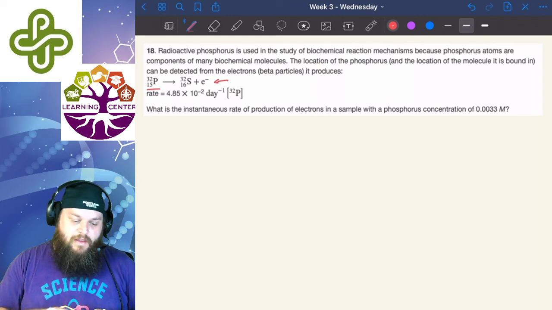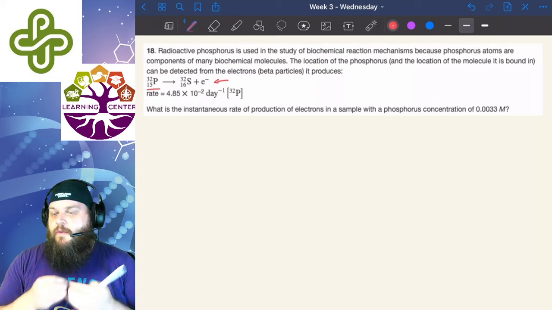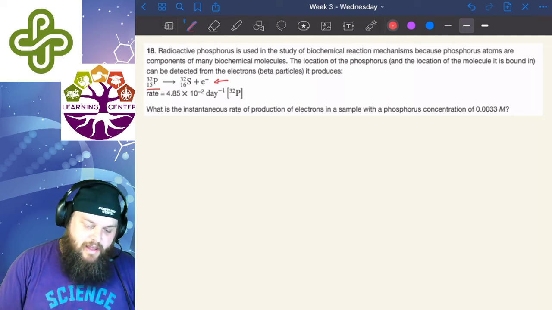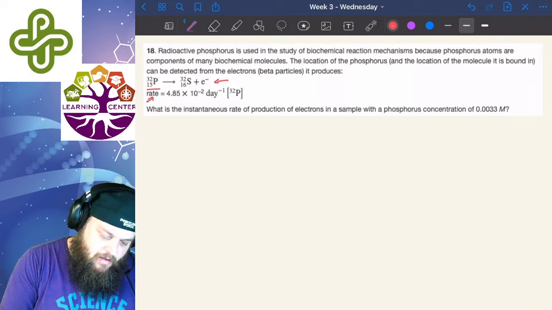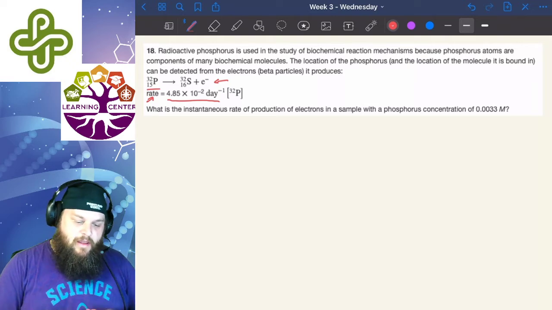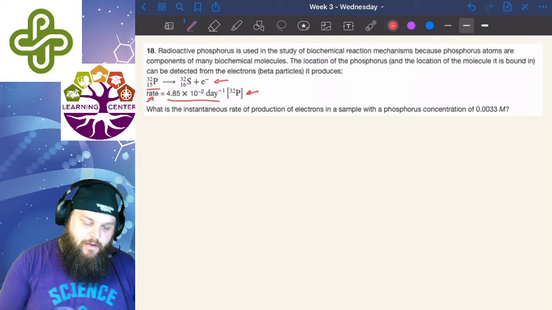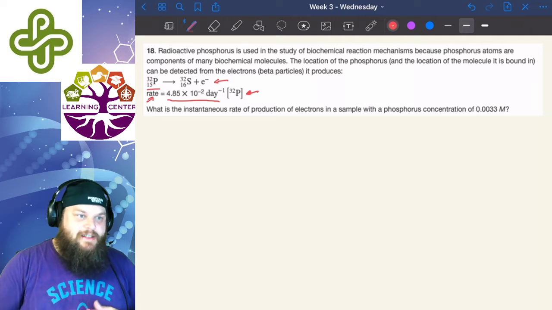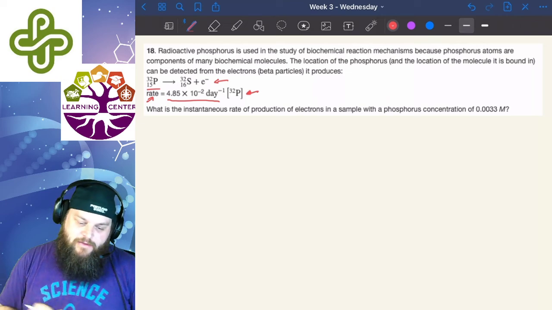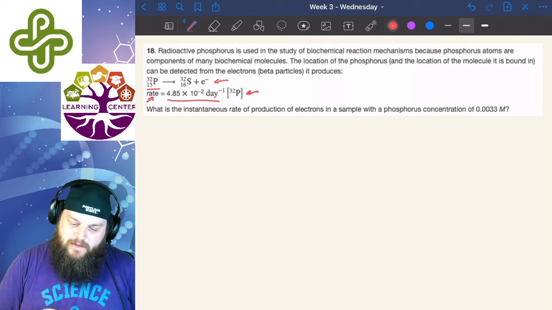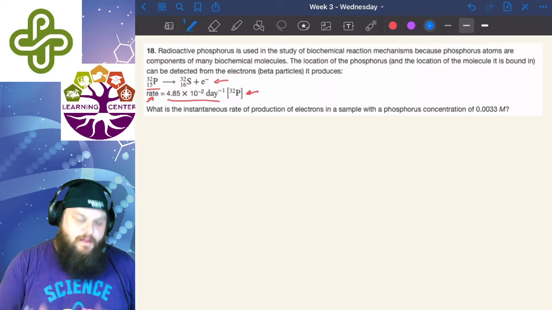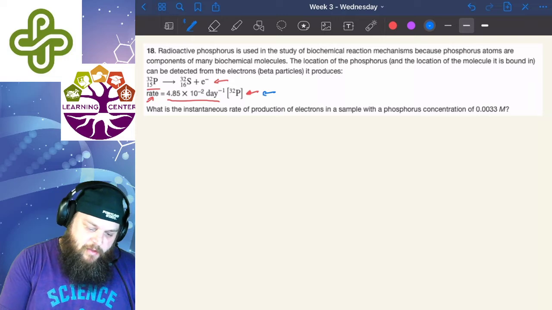So really the only thing that's changed is one of its neutrons has turned into a proton and it's lost its electrons. That's that radioactive decay. But it gives you this rate down here. The rate is equal to 4.85 times 10 to the negative 2 per day times the concentration of phosphorus 32. So they want to know what is the instantaneous rate of production of the electrons in a sample with phosphorus concentration of 0.0033 molar.